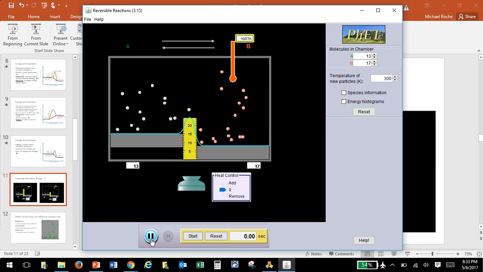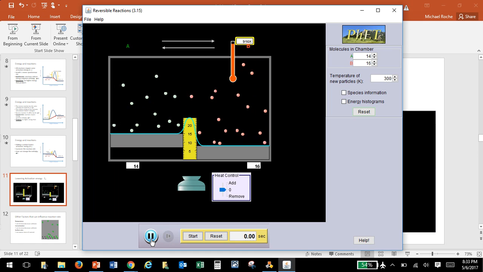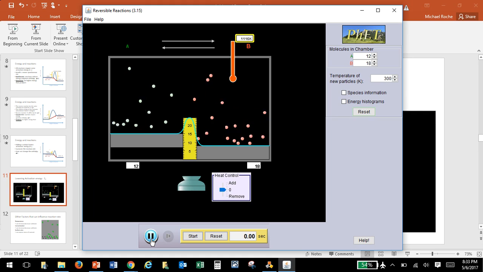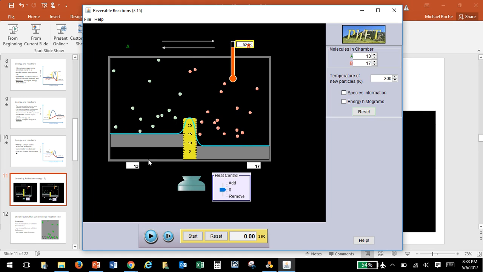So if I let it react a few more minutes and I hit the pause again here, all right, so we have 13 reactants and 17 products. The ratio is staying pretty much the same as the point of our 30 particles. 13 or 14 will be reactants, and 16 to 17 will be products.